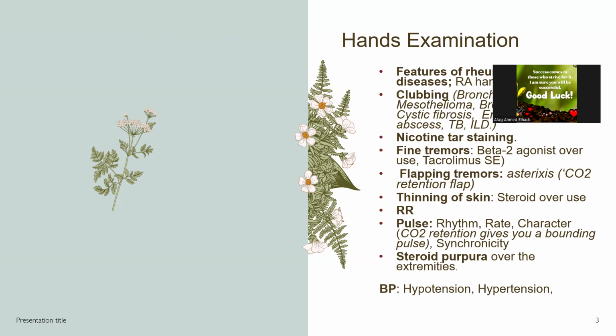And also in the fingers, we need to look for nicotine staining, and we need to remember 2F: fingers and 2F. What are they? Fine tremors and flapping tremors. Please don't forget, because this could be the main clue or the main positive finding in your stations. So fine tremors are from overuse of beta 2 agonist medications such as salbutamol, and give you clues. This patient could have asthma or COPD, or tacrolimus side effects, where this patient could have lung transplants.